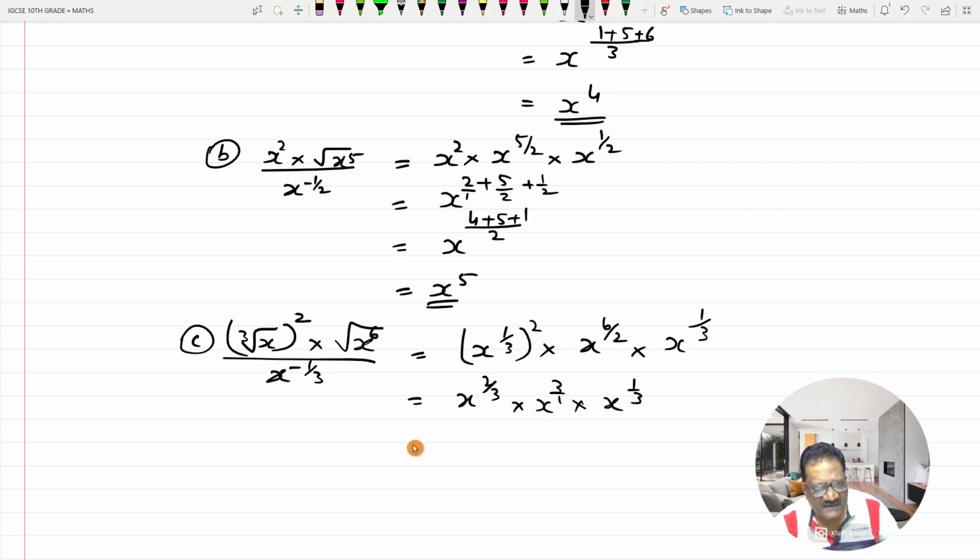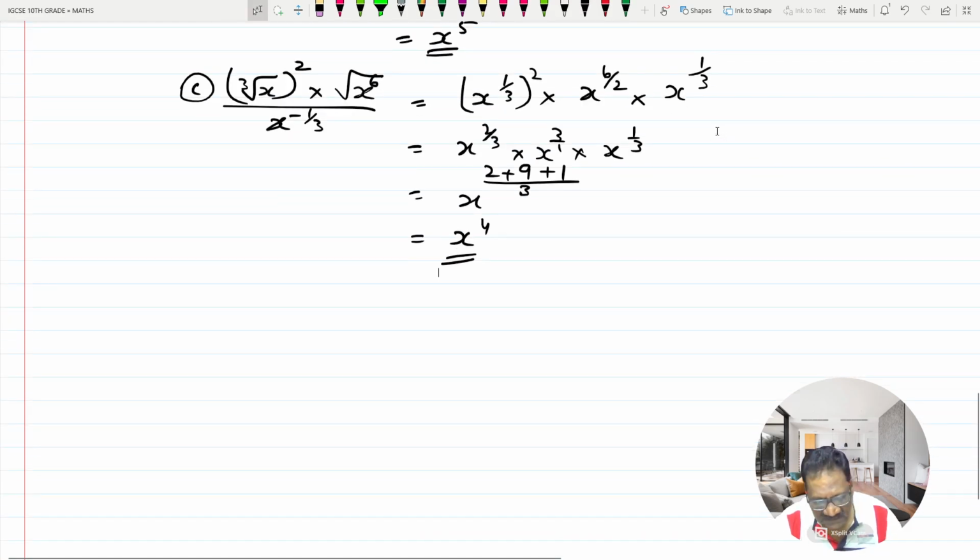Okay, so this can be written as x raised to, now this is 3, 1 and 3, so LCM will be 3, and this I can write as 2 plus 3 ones are 3, 3 threes are 9 plus 1. Okay, so this happens to be 9, 10, 11 and 12. 12 upon 3 is 4. So x raised to 4 should be the answer for C. Okay, and that's correct.